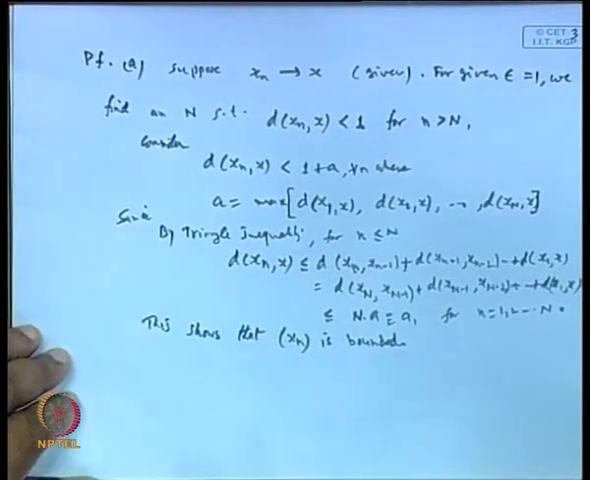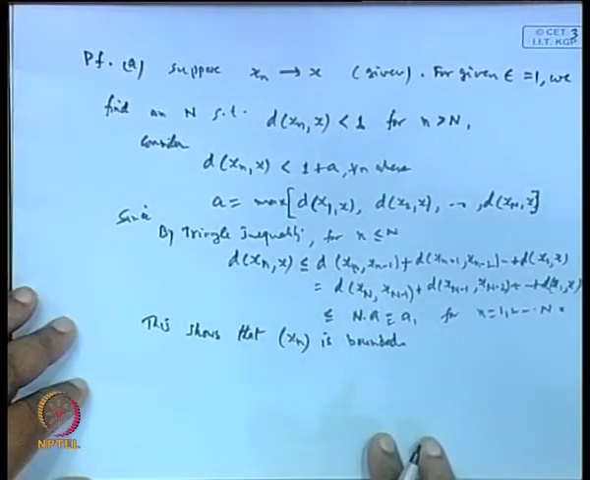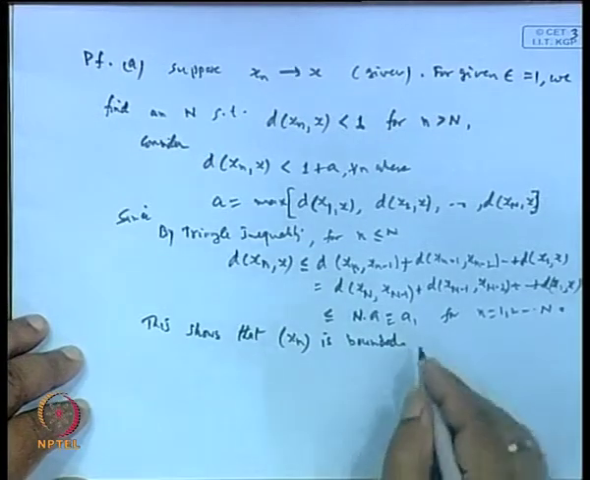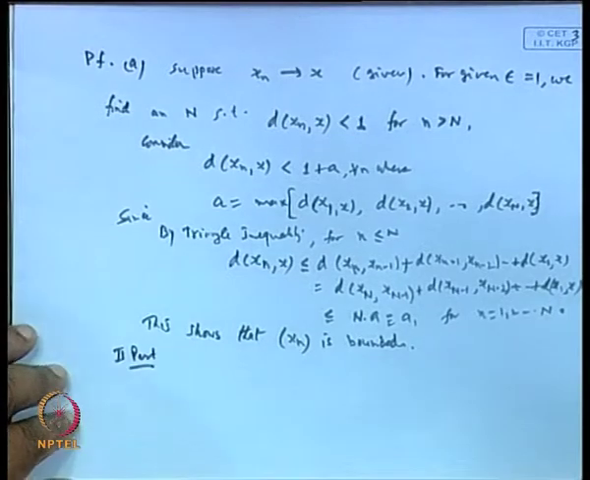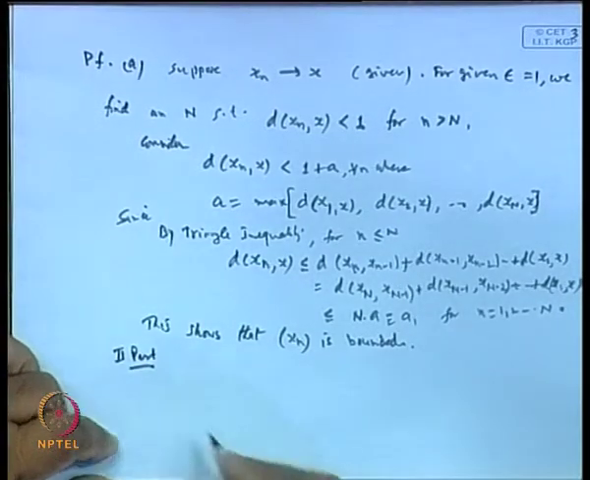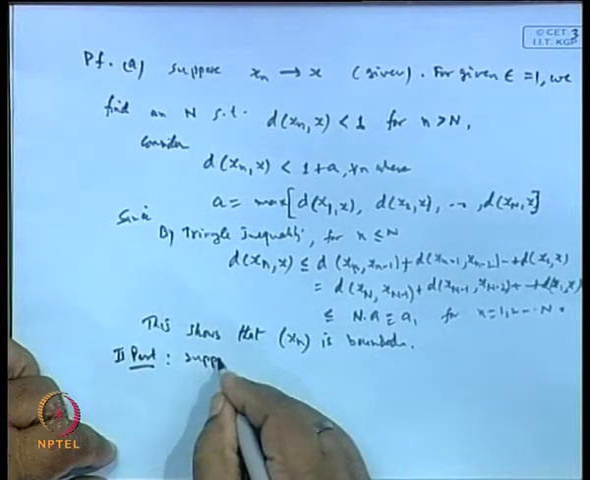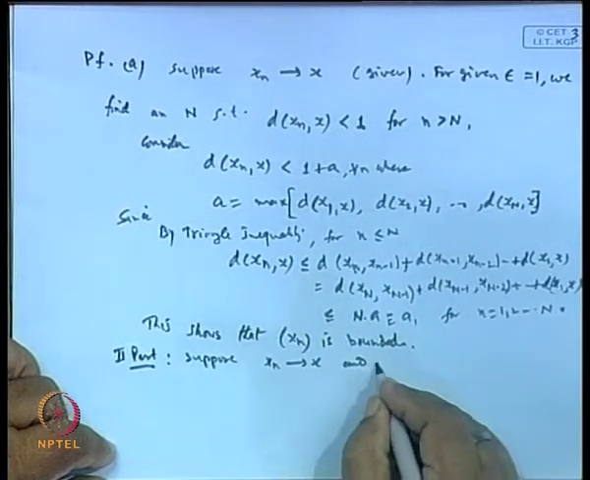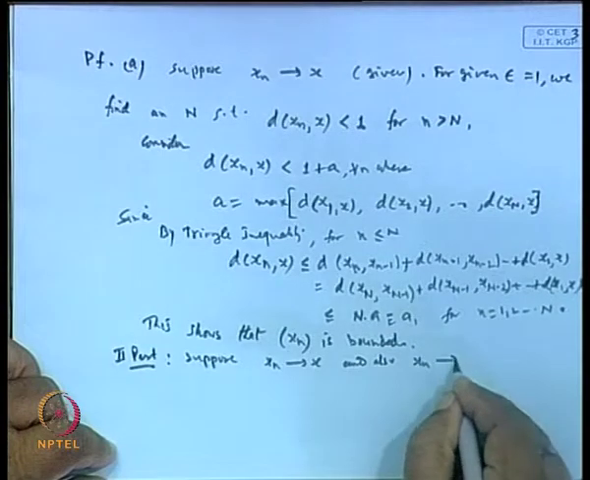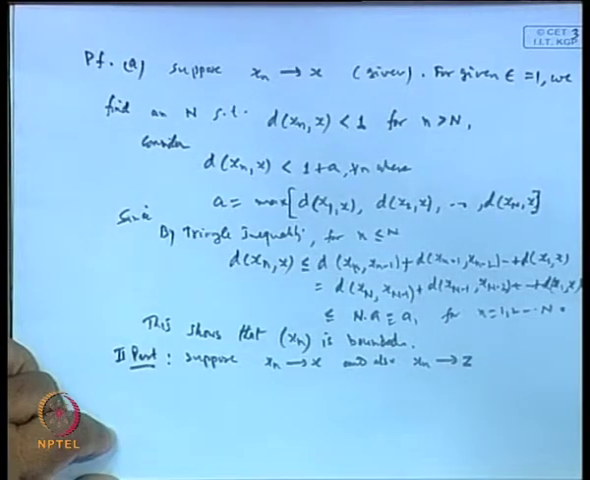Now, second part of this is the limit is unique. So, for the second part, suppose x n has two limits. Suppose x n converges to x and also x n converges to z. We want to show x and z are identical, equal.